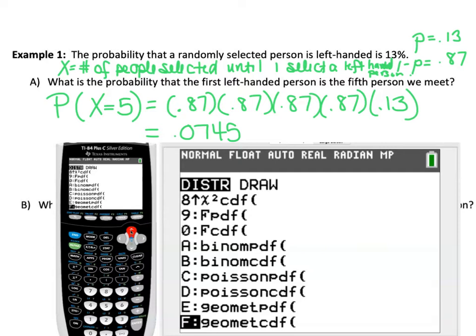cumulative density function, excuse me. So this option would be used for the probability that the first left-handed person is the first, second, third, fourth, or fifth. So it sums all the values at and below 5. Okay, but so we're going to use option E.